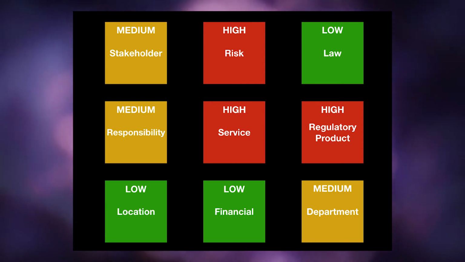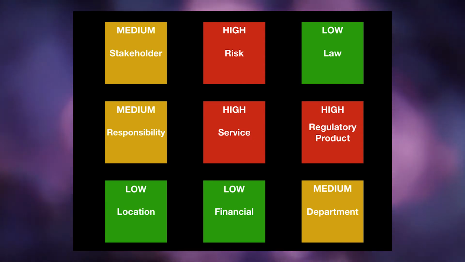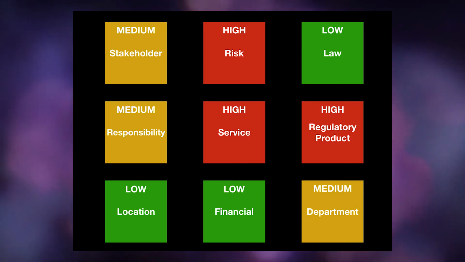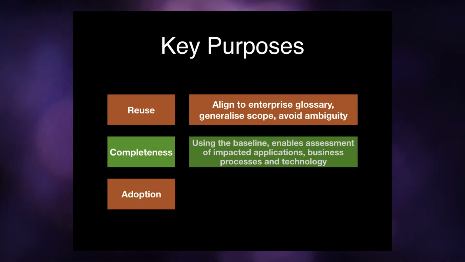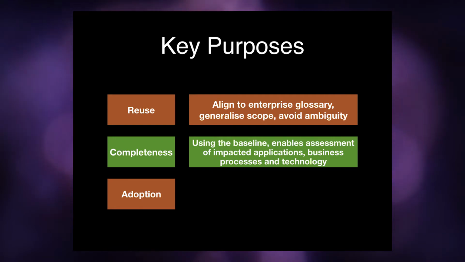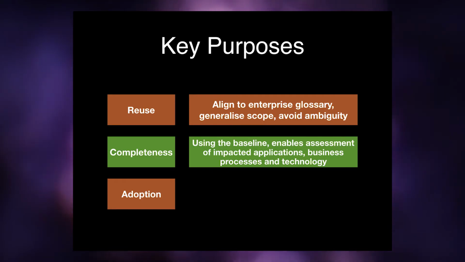And then you can take the enterprise data model and go and look at the applications and the technology that support it. So you can get a much clearer picture earlier on of the scope of your initiative. You can be clear that you haven't forgotten anything, and then you can also go and do impact analysis in applications, technology and business processes. And so using the baseline enables an assessment of impacted applications, business process and technology.